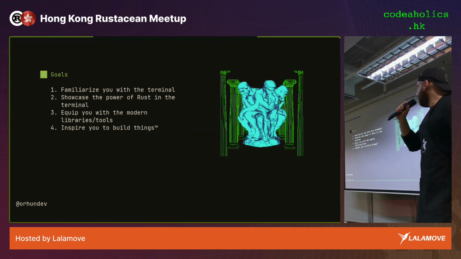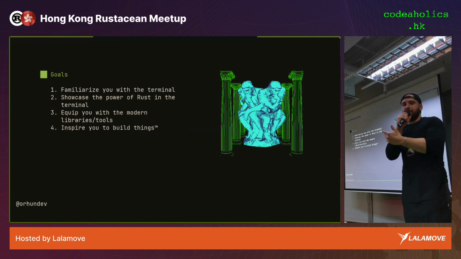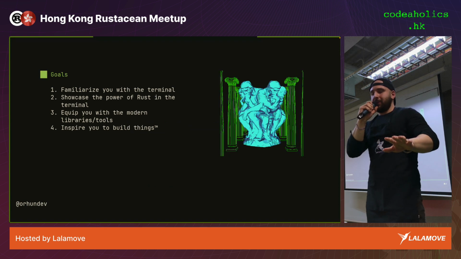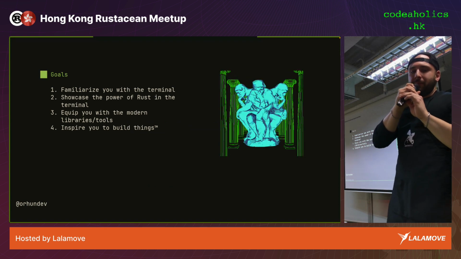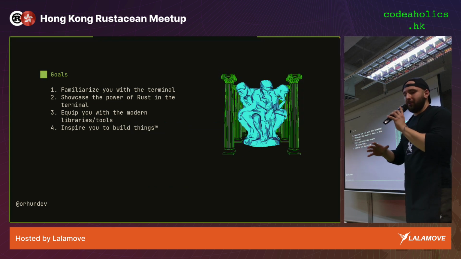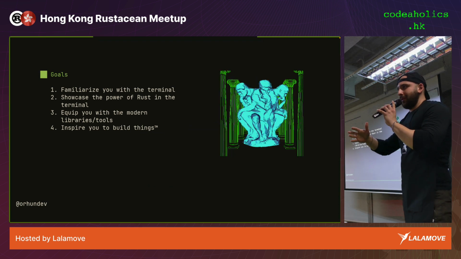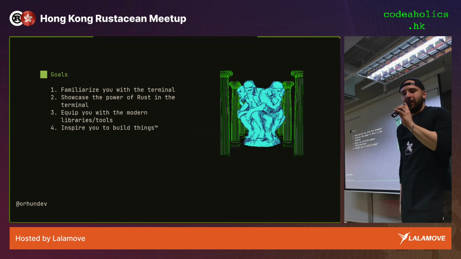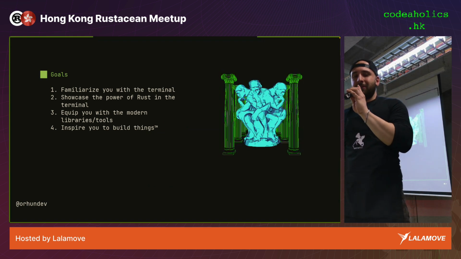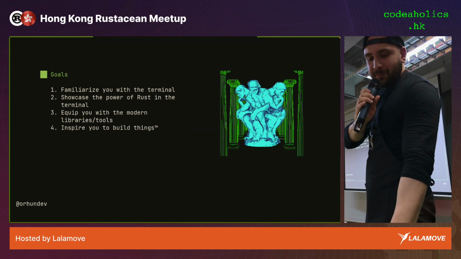Anyways, today's talk will be basically about these goals. I'm gonna first try to familiarize you with the terminal. In case you don't know about terminal, that's totally fine. I'm just gonna give you the basics. Then we're gonna showcase some things in Rust and talk about why Rust is a great choice when it comes to building terminal tools and libraries. And I'm going to talk about some nice tools and libraries that I found and has been developed. And hopefully, I will inspire you to build things today. That's the ultimate goal. Just forget about everything else, but I just want to inspire you to do things.